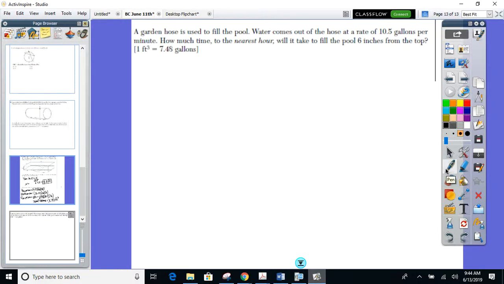So I got this garden hose to fill it, and you're like, oh, this is not too bad. I can use the volume. I know this deal. But then all of a sudden they bust this out. Oh, you're not going to fill. You're going to fill it 6 inches from the top, and you're like, oh, give me a break.